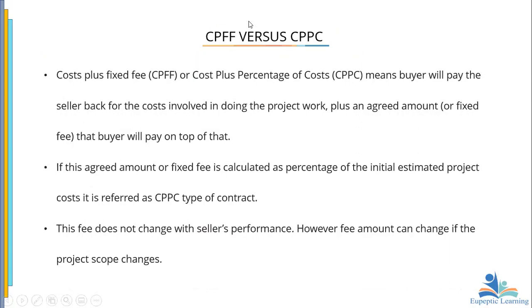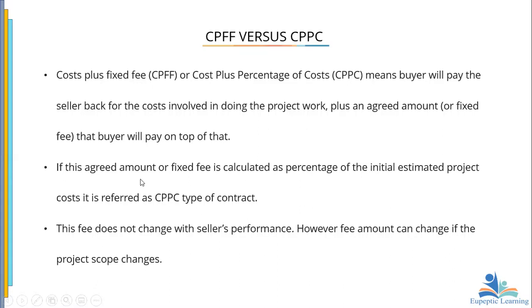Now, you see that within the cost plus, there are two key types that we want to look at. That is cost plus fixed fee, and then we have what we call the cost plus percentage of cost. Now, it means that the buyer will pay the seller back for the cost involved in doing the project work, plus an agreed amount or a fixed fee that the buyer will pay on top of that. Okay, so cost plus fixed fee, or cost plus percentage of cost, which we're going to look at.